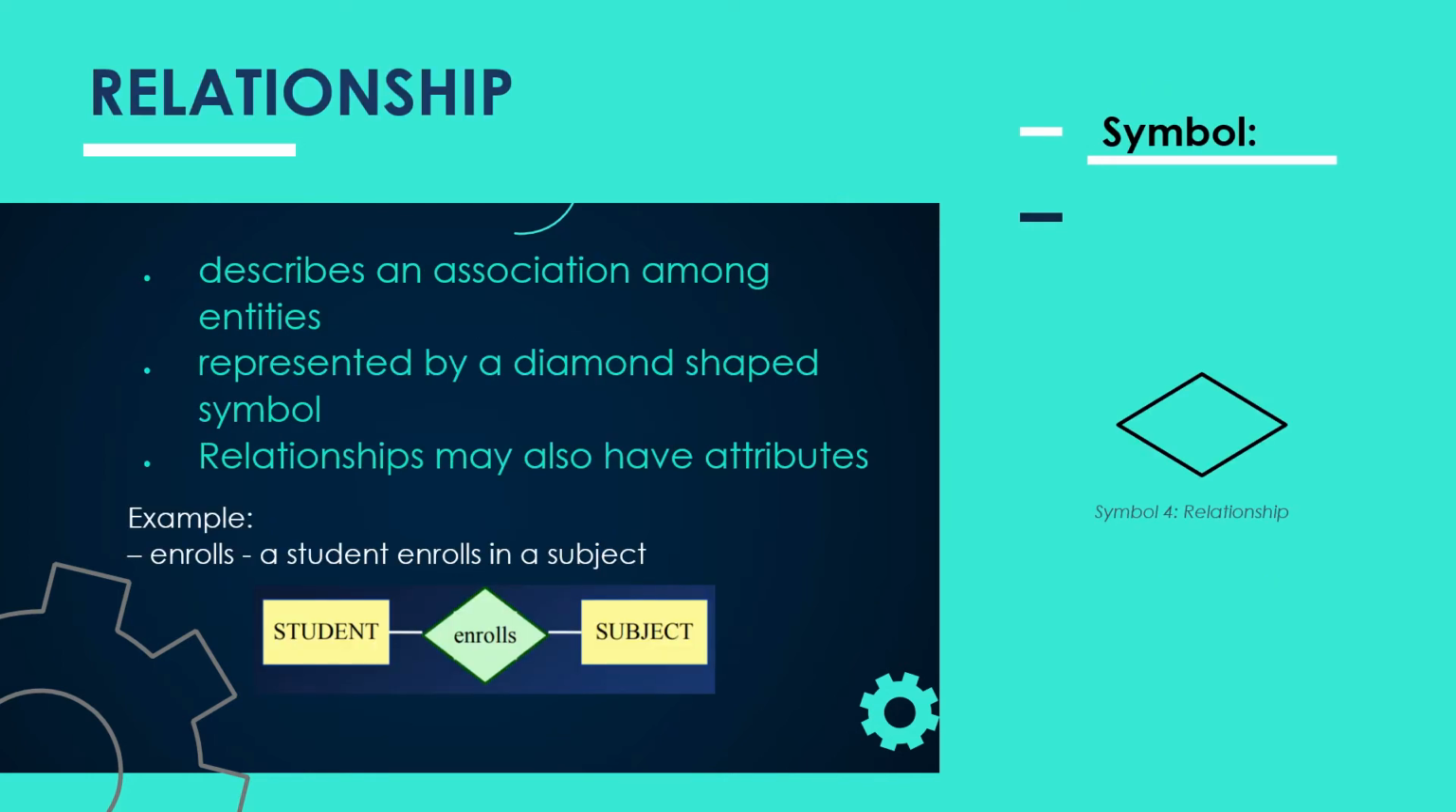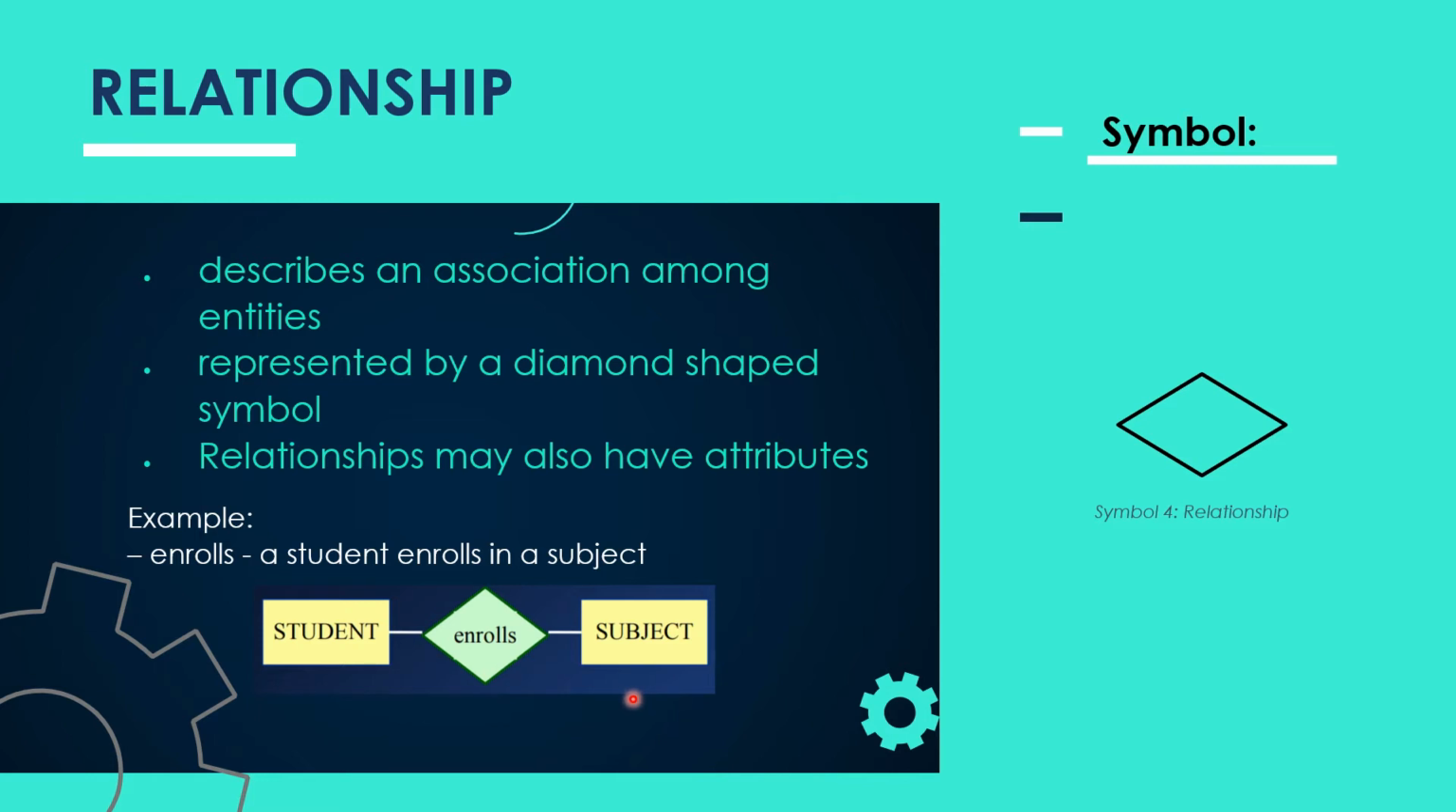The next data model building block is relationship. A relationship describes an association among the entities. It is represented by a diamond-shaped symbol. A relationship can also have attributes. For example, the entity student enrolls in a subject.